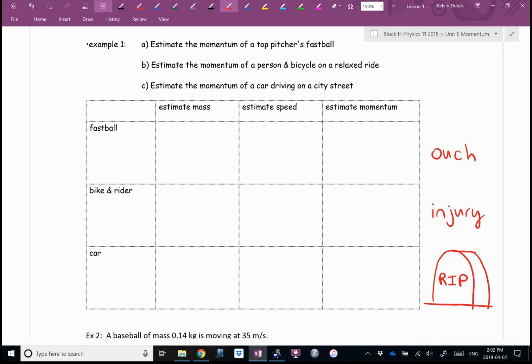Or if you've ever done an egg toss or a water balloon toss, you learn very quickly to try and cushion the object as it comes in. If I can increase time, I can reduce force. So there's a lot of variance in this, but let's try and throw some numbers in here.